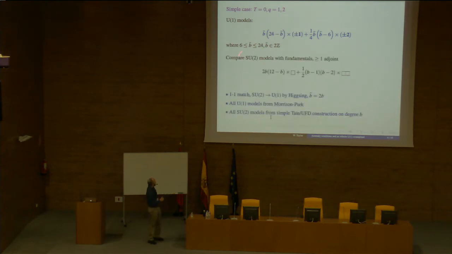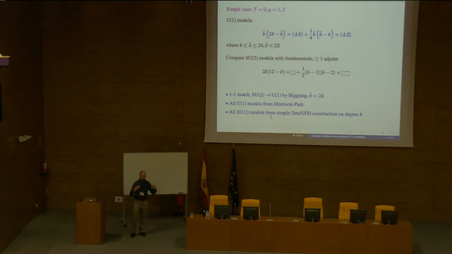We can compare this with the set of SU2 models, which we also know, and we can determine, for example, by solving the anomaly equations, where we restrict only to having fundamentals and at least one adjoint. We're going to want to Higgs it down to one model. So we have SU2 models with some number of fundamentals and some non-zero number of adjoints. We solve the anomaly equations, and again, we get a similar formula. There we have 2b times 12 minus b fundamentals, and 1/2 b minus 1 times b minus 2 adjoints.